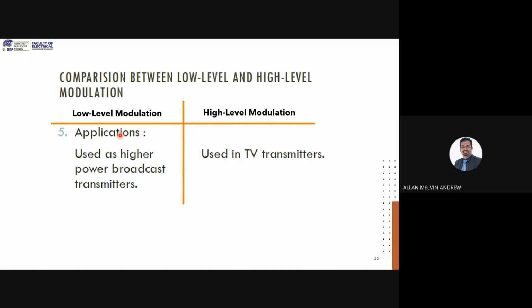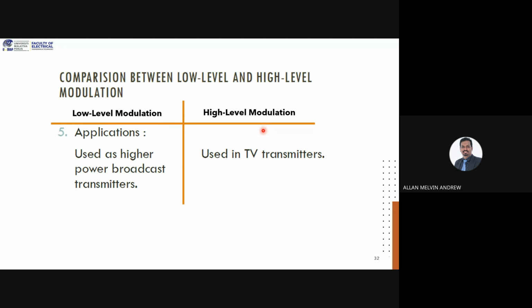Okay, and the fifth one, application-wise: low level modulation is usually used in high power broadcast transmitters. Let's say you want a very standard pattern to transmit from a transmitter to a receiver, then you can consider low level modulation, because you don't have many changes in between. But high level modulation we usually use for TV transmitters, and also more sophisticated systems like radar or satellite.